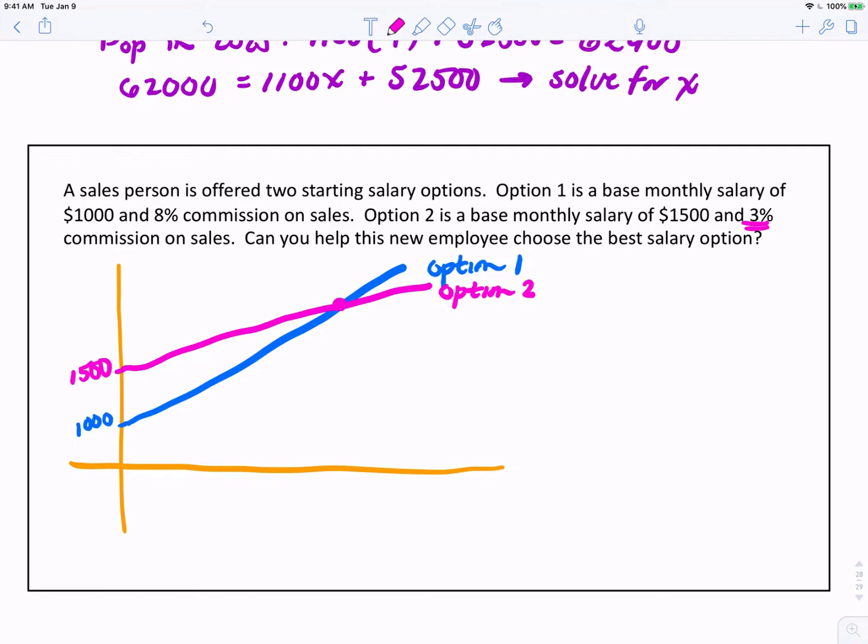Okay, so here's the point. And remember, what is our x variable? X is going to represent the sales. So which salary should he choose?